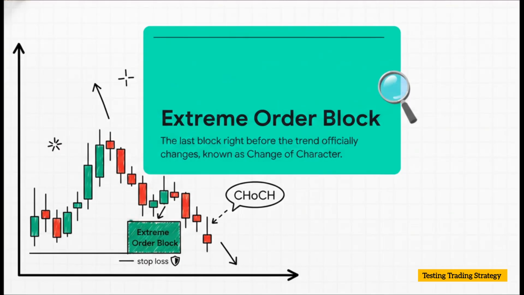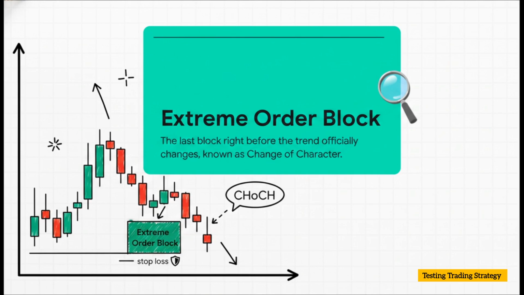Okay, we all know the market can be super unpredictable, right? Sometimes it just burns right through that first block. When that happens, we shift our focus to the extreme order block. Think of this as your ultimate fallback zone. It's the very last block sitting right before the overall trend would officially reverse, which, as you know, is the change of character, or CHoCH point.